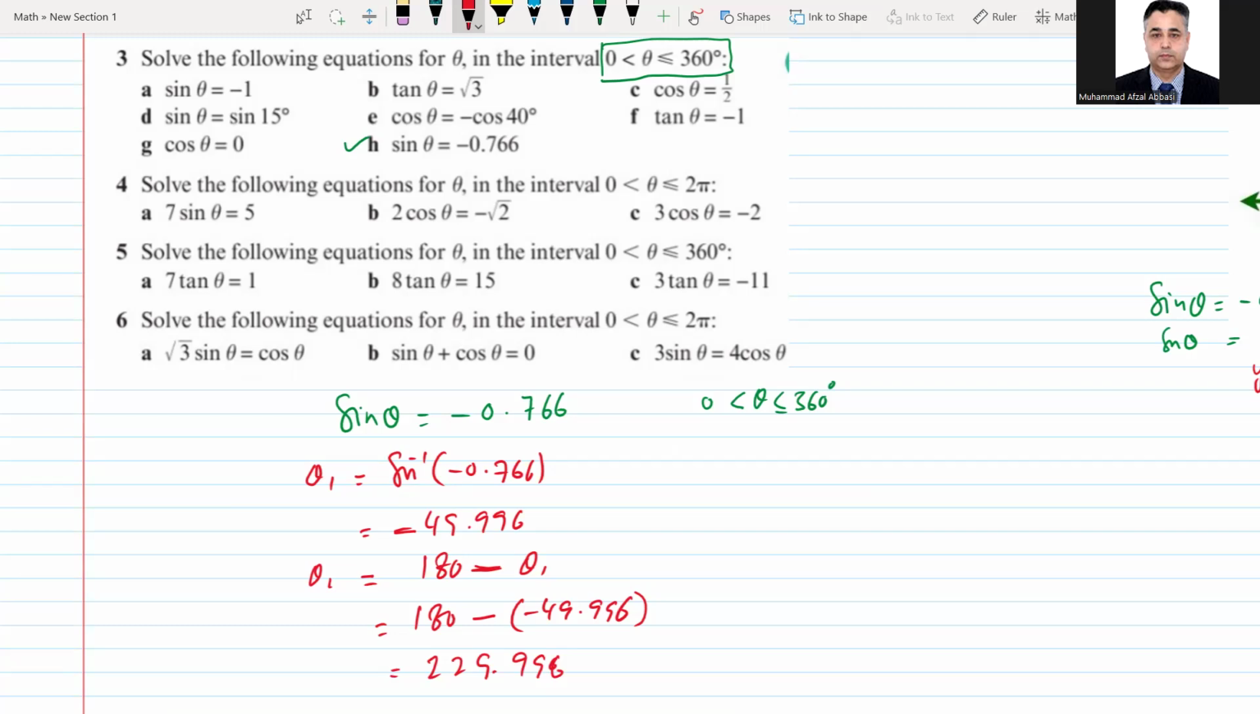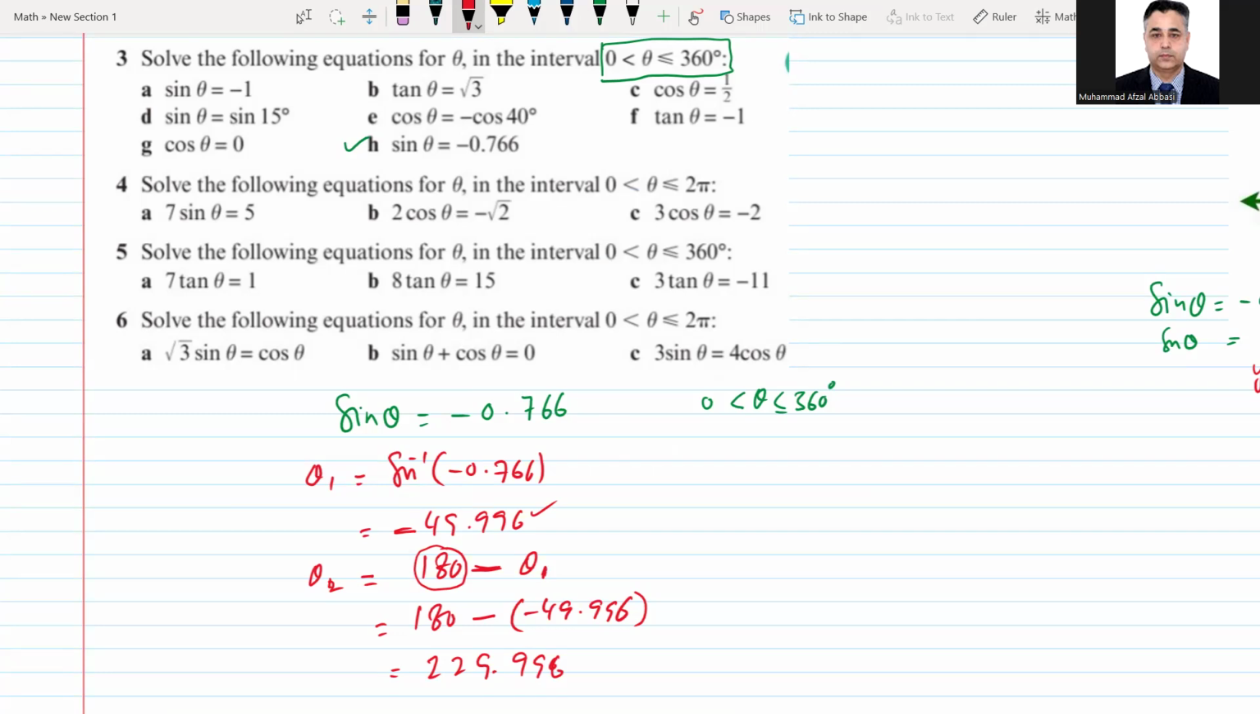So whenever we are solving a sine equation, we will always get two answers. And that you have to learn by heart. The first one will always be found using the calculator, sine inverse of the number on the other side. Note it down. And then the second answer, theta 2, will be 180 minus whatever your theta 1 is. So that gives you two answers, theta 1 and theta 2.